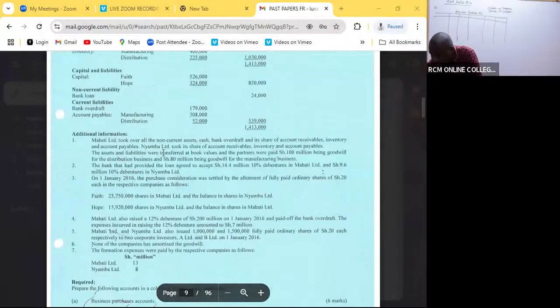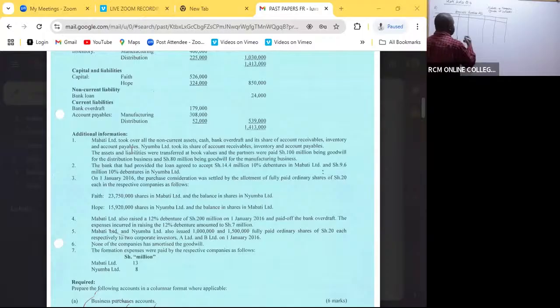So in our first note, Mabati Limited took over all the non-current assets, cash, bank overdraft, and its share of account receivables, inventory, and account payables. So Mabati Limited is one of the companies here, so you have Mabati and of course Nyumba.